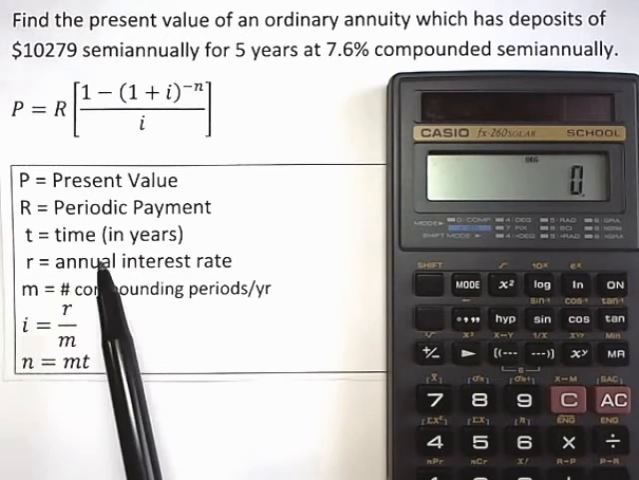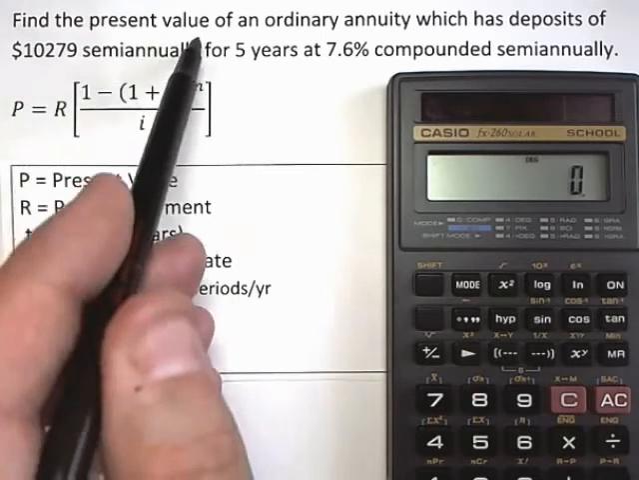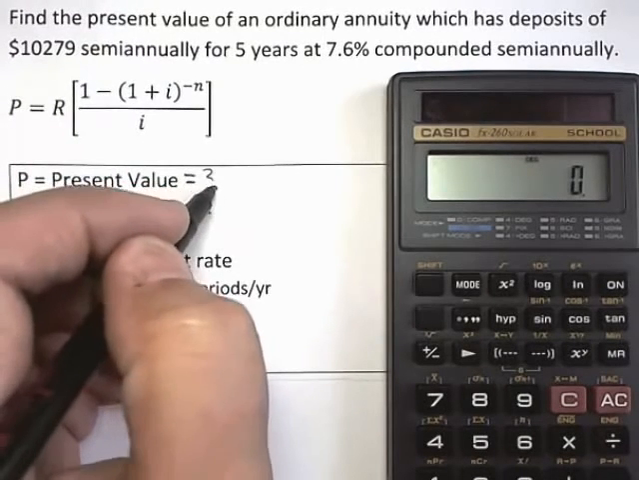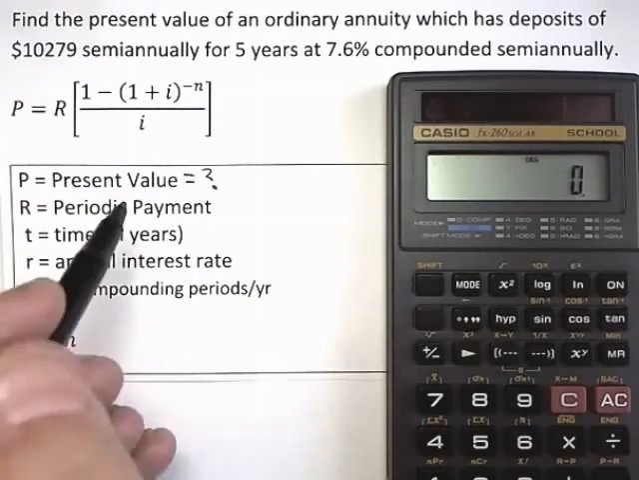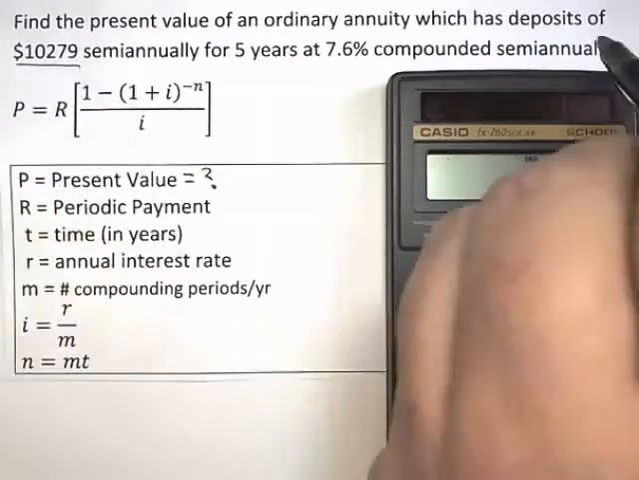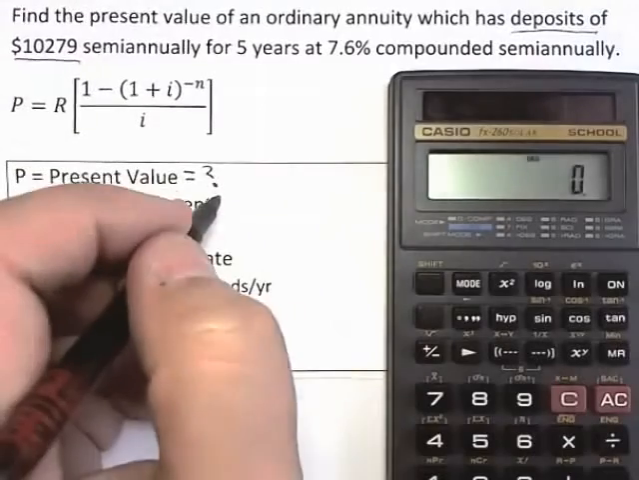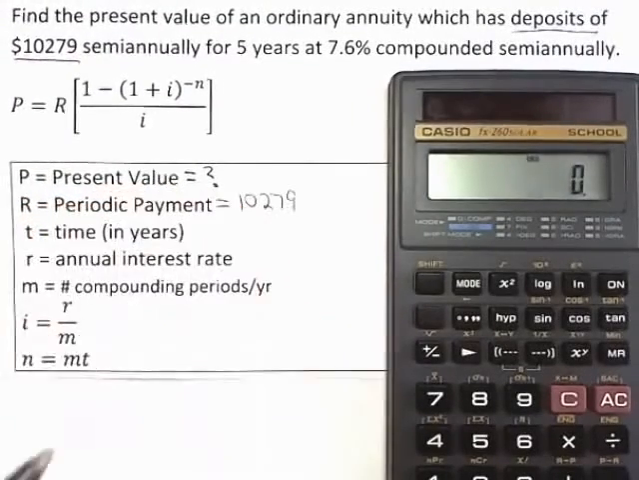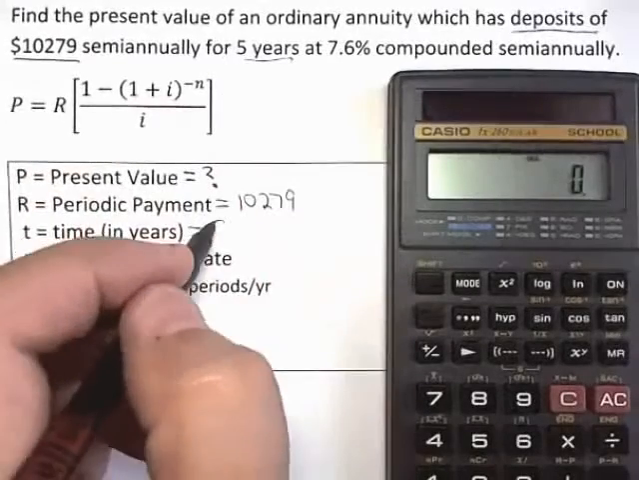So really we've got to the point now where we just need to figure out what these letters are. The problem asks for the present value, so that's obviously what we're searching for. The periodic payment is $10,279. That's the deposits we're making semi-annually. So that's the periodic payment, $10,279. The time is given as 5 years, so t is 5.